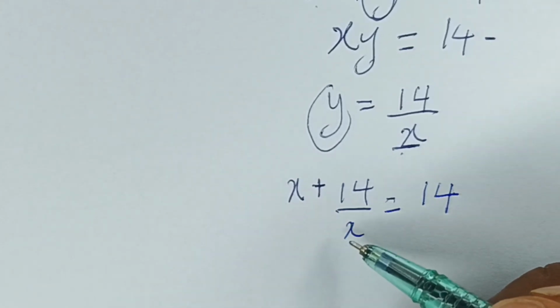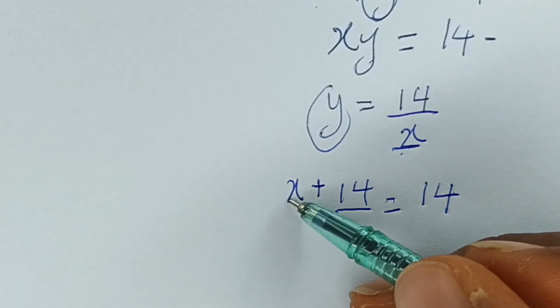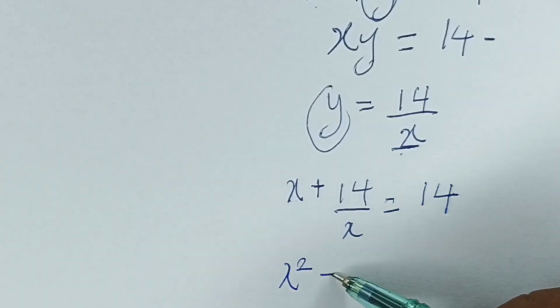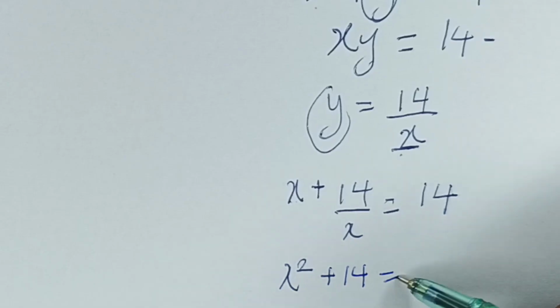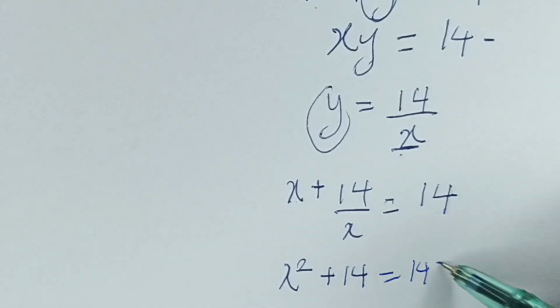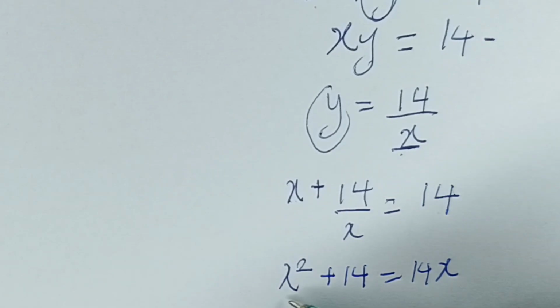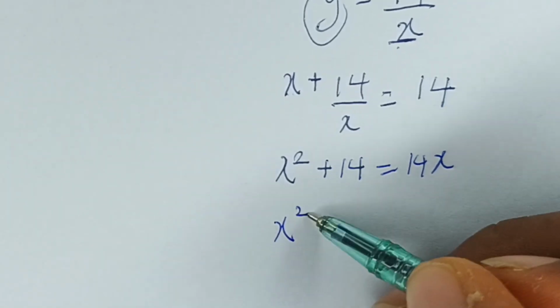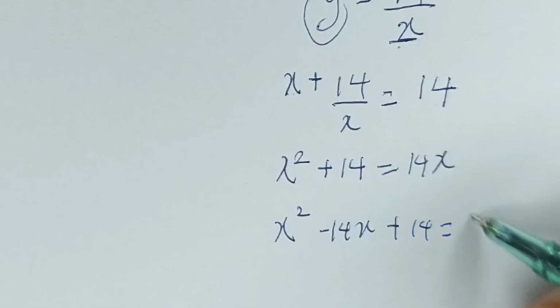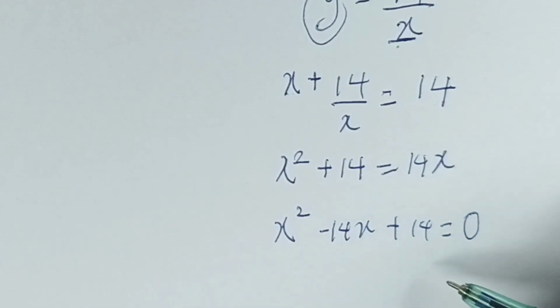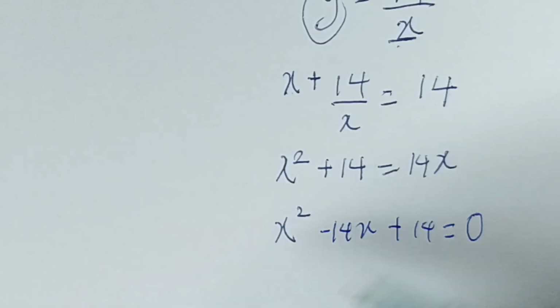Now multiply each term by x. So I have x times x to be x squared, plus x times 14 over x would give me 14, equal to x times 14 to give me 14x. Now rearranging this, I have x squared minus 14x plus 14 is equal to 0. Okay, now I can use the almighty formula to solve this.